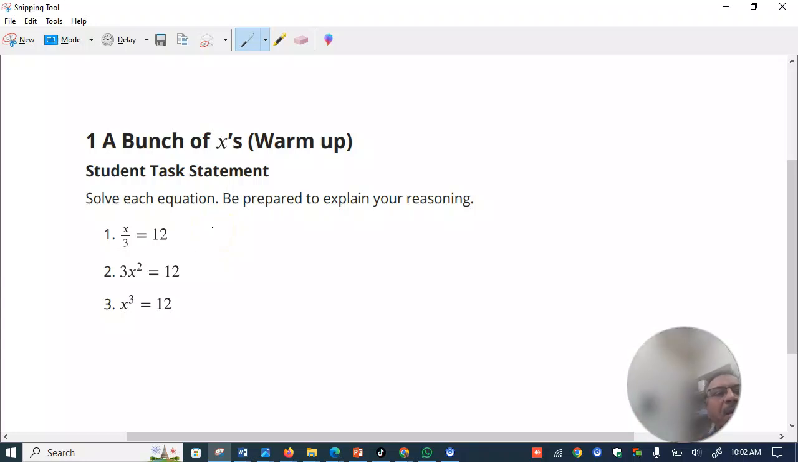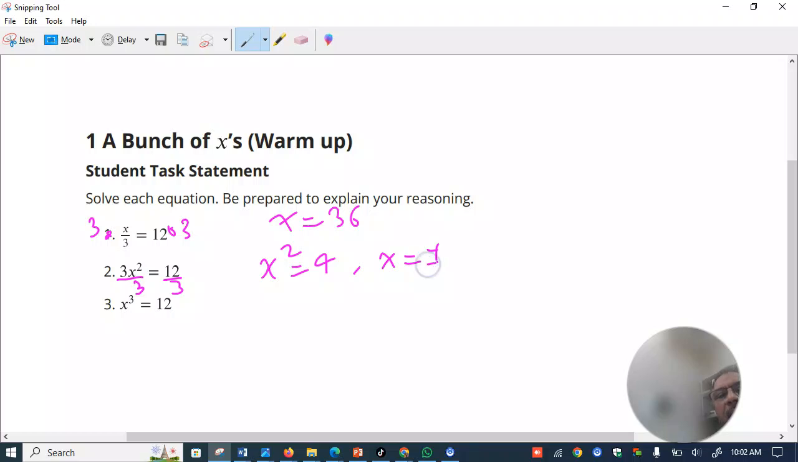In the first case, x divided by 3, so you just have to multiply 3 on both sides, and you get x equals 36. So that's an easy one. The next one you'll have to divide by 3, and if you divide, you get x squared is 4, and then you take the square root of both sides. But because there's a square, you have to use plus and minus square root of 4, and the answer is plus 2 as well as minus 2.